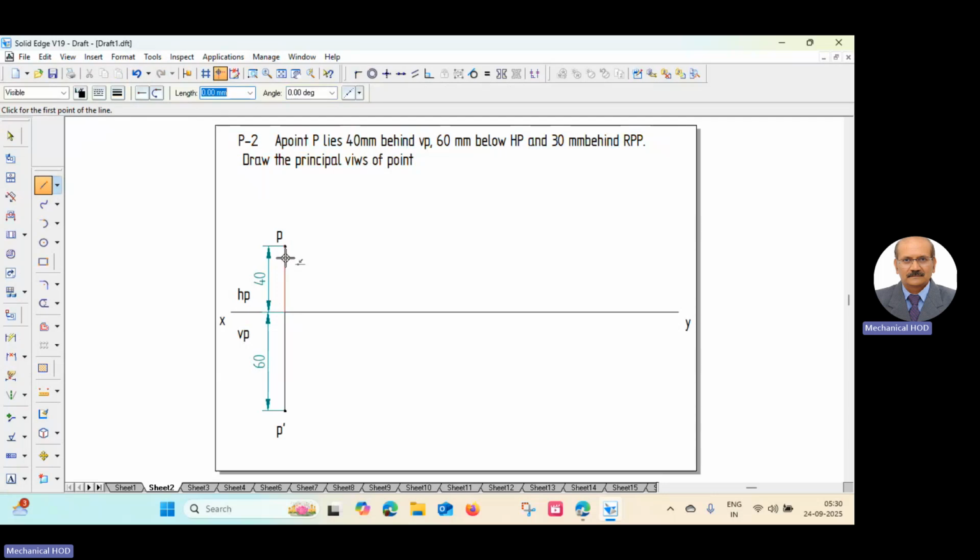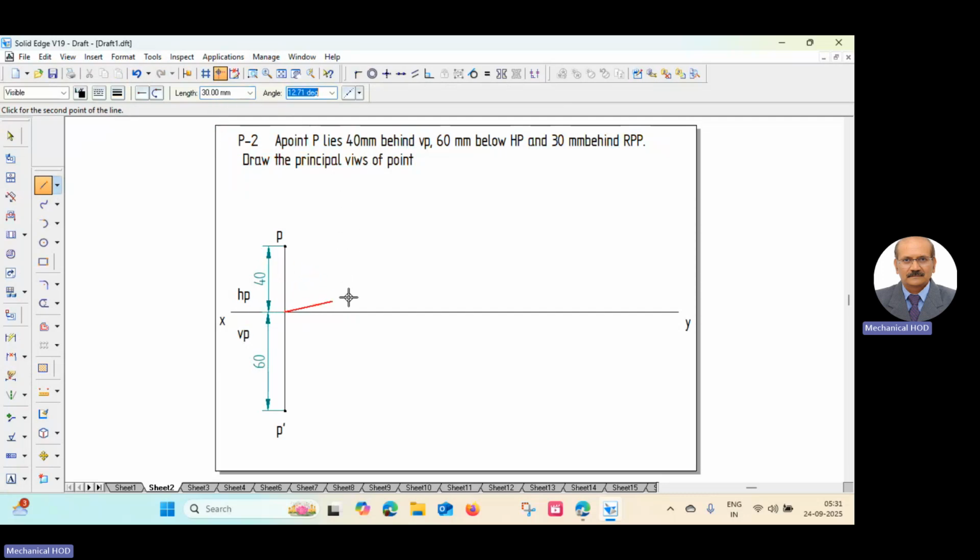Keep the cursor on this vertical line, scroll down, come to the end point of the vertical line. You can see the end point symbol. Moment you get the end point symbol, left click, and now we can type the length as 30 mm here. We want to maintain a distance of 30 mm, enter 30.